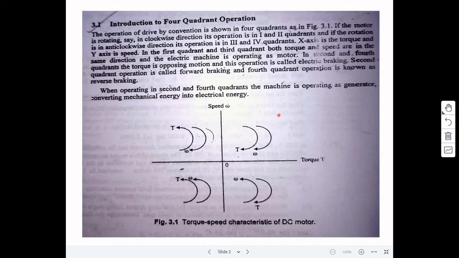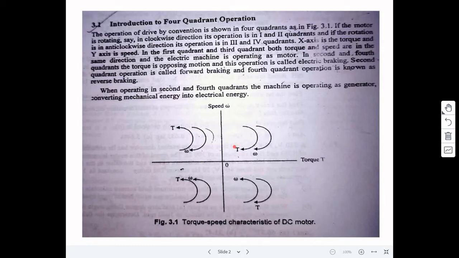The first quadrant operation is also called forward motoring mode. The second quadrant is also called forward braking mode. The third quadrant is also called reverse motoring mode. I am repeating, reverse motoring mode. And the fourth quadrant is also called reverse braking mode.